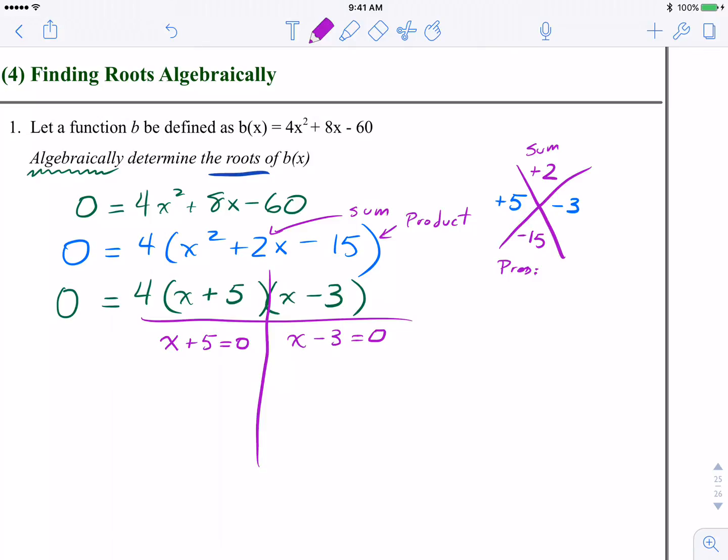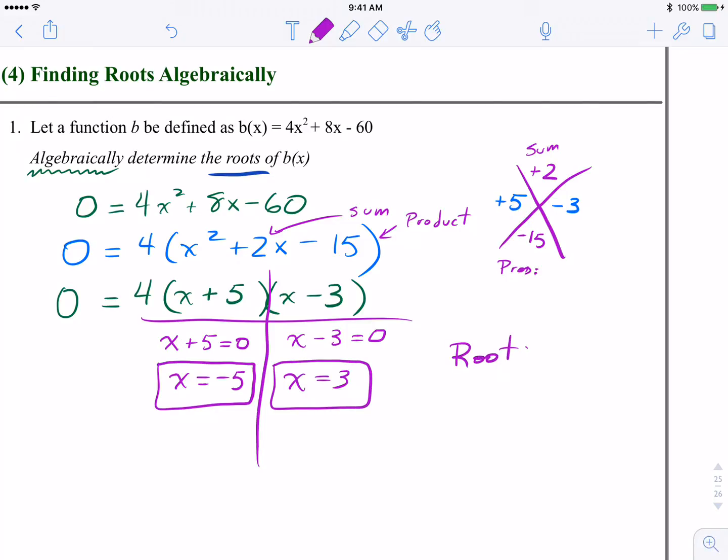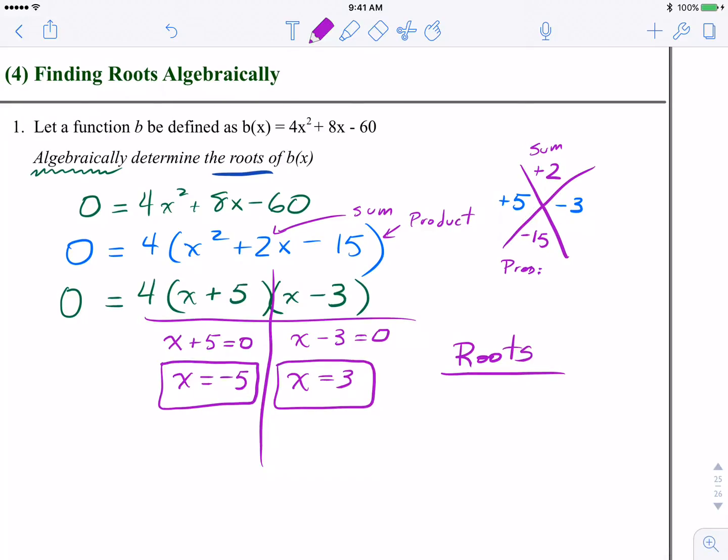So we're really concerned with the variables. Now solving these little mini equations, you probably could have done these mentally, but it doesn't hurt to write it out. You're going to get negative 5 and positive 3. So that's perfectly acceptable to leave it like that. You could write it in coordinate form if you like. The roots are at negative 5 and 3.